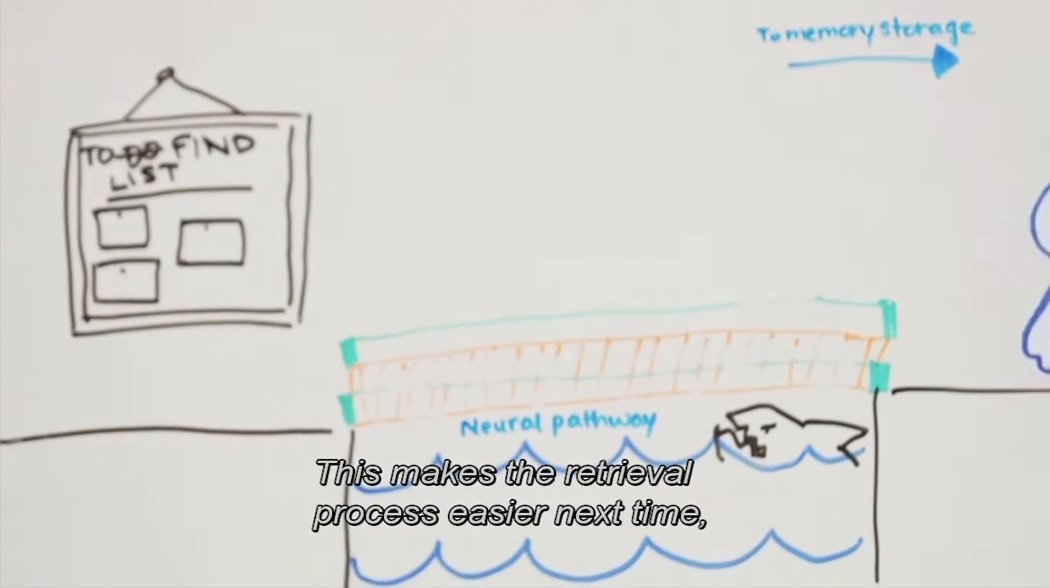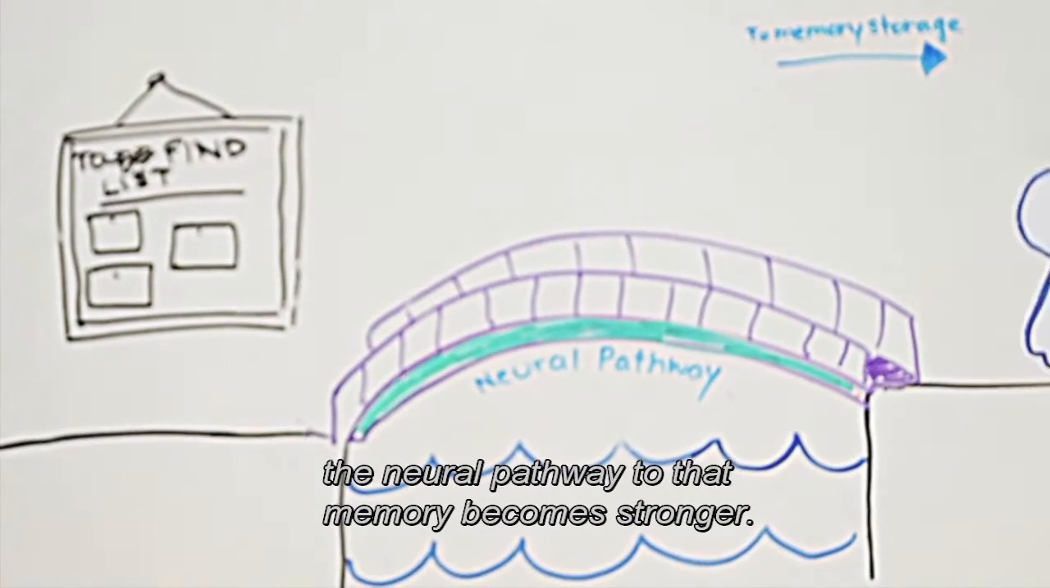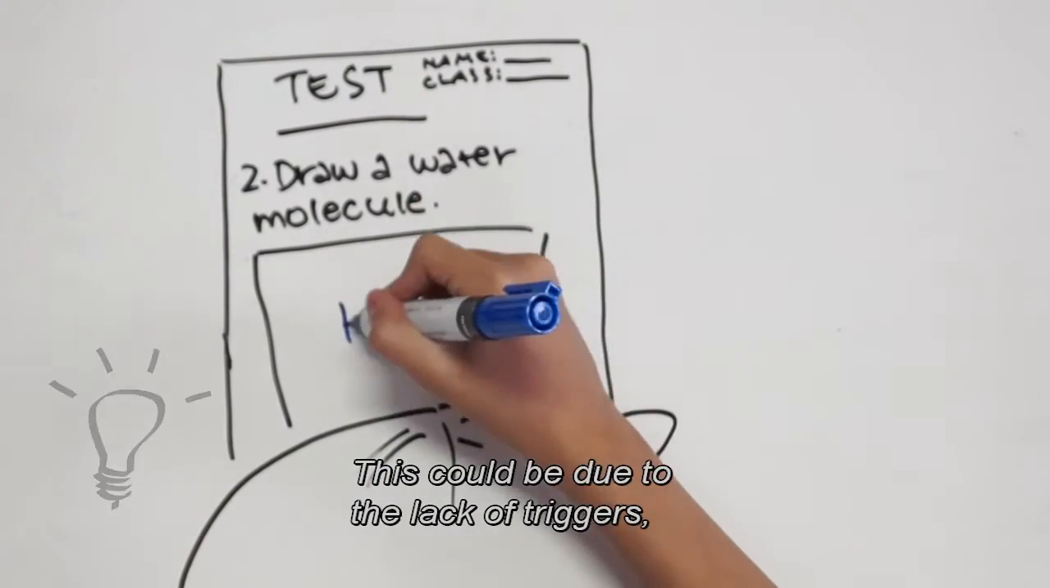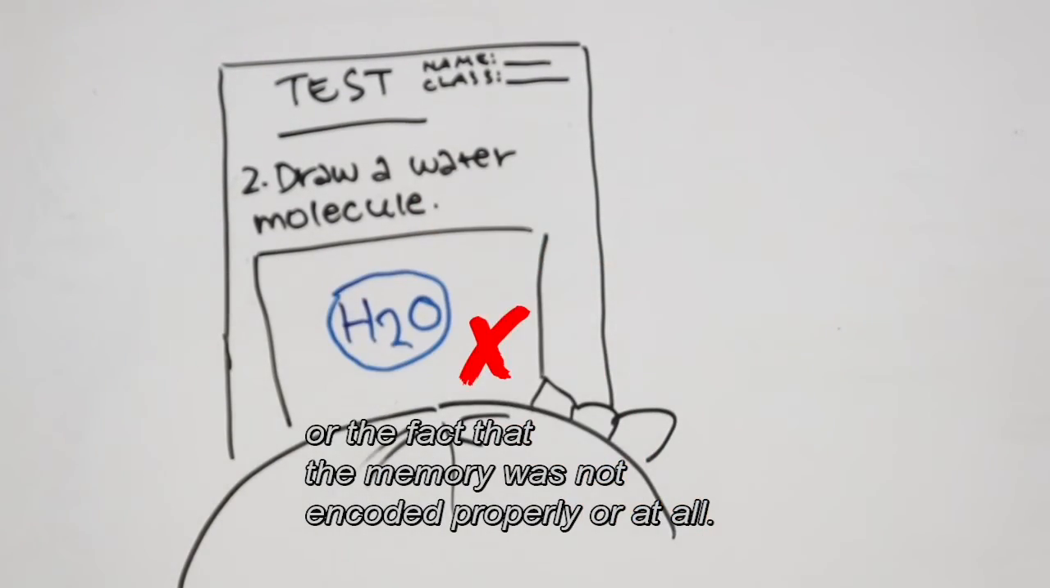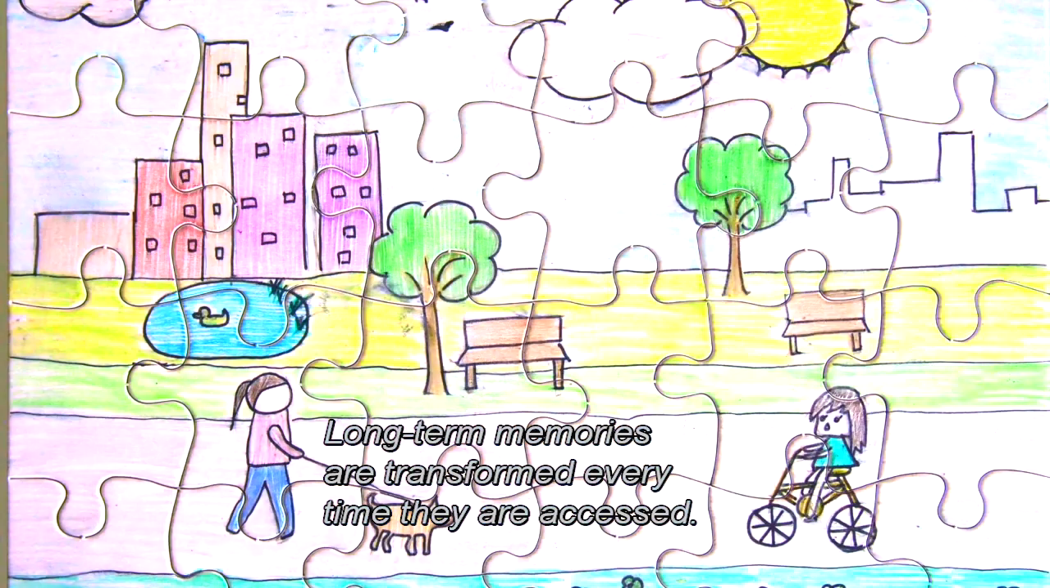This makes the retrieval process easier next time, as each time you remember something, the neural pathway to that memory becomes stronger. Retrieval failure is the reason why we forget things. This could be due to the lack of triggers, or the fact that the memory was not encoded properly or at all. Long-term memories are transformed every time they are accessed.